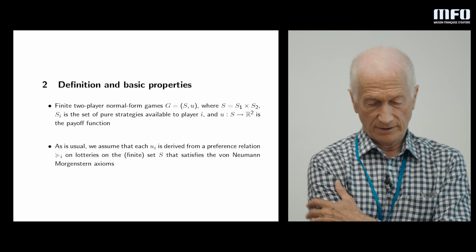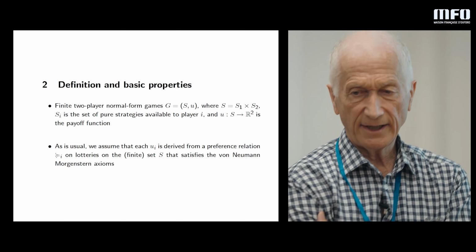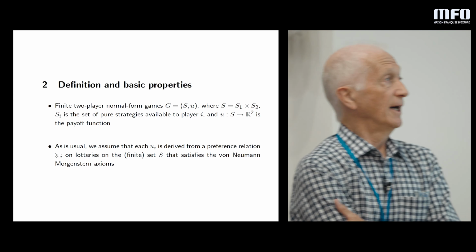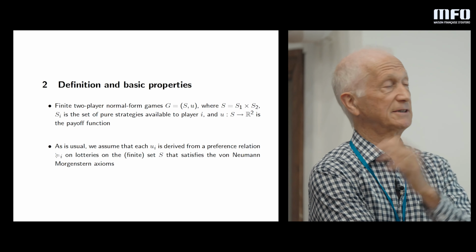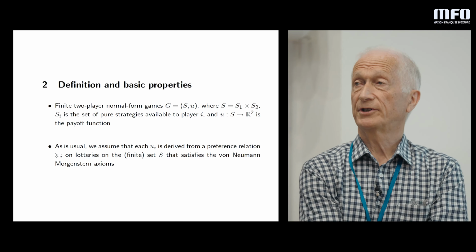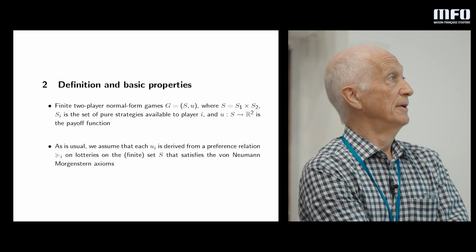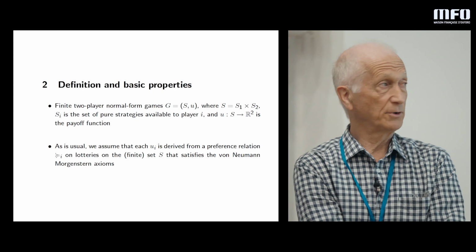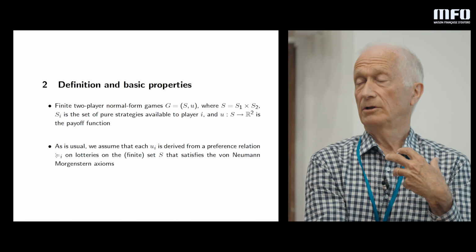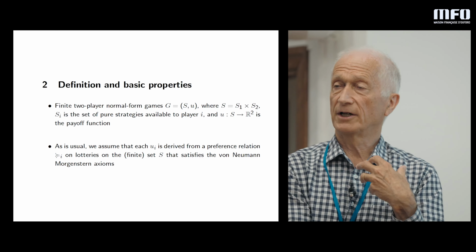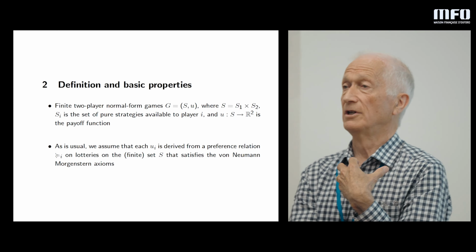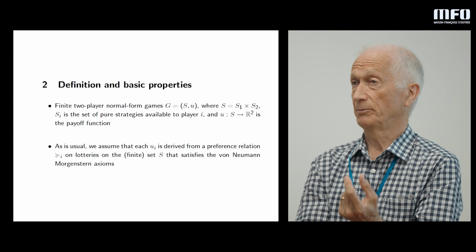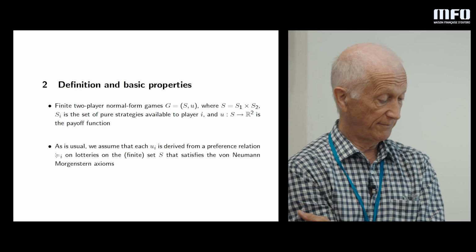So the definitions now. The domain of analysis now is just finite two-player games. And the notation will be the standard one, so capital S will be the set of pure strategy pairs or profiles, and U will be the payoff function that maps to payoffs to the two players, and we will assume, as usual, that these payoff functions can be derived from some underlying preferences on the pairs of pure strategies that meet von Neumann-Morgenstern axioms. So we have standard preferences here.